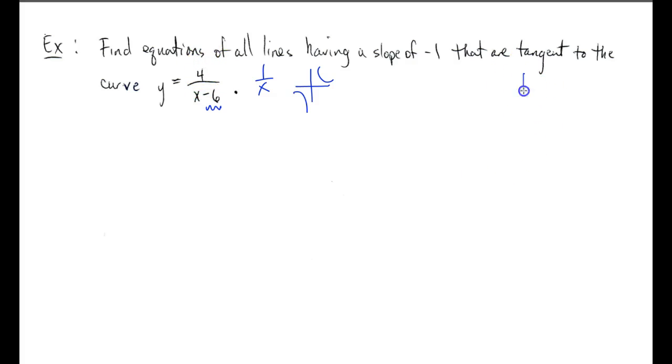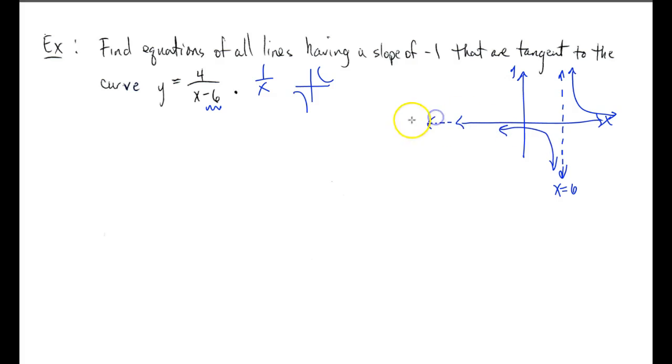So if we just sketch a quick graph of what that looks like, this is the x-axis, the y-axis, and we have our vertical asymptote here at x equals 6. In general, this graph would look something like this. And of course, we have a horizontal asymptote at y equals 0.